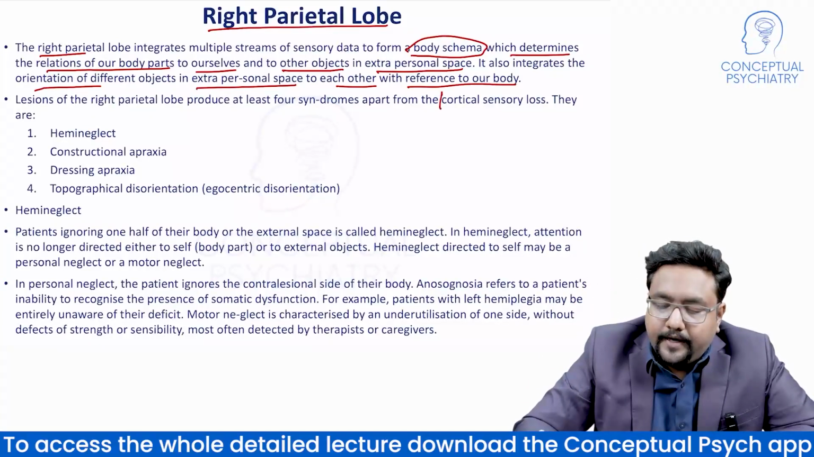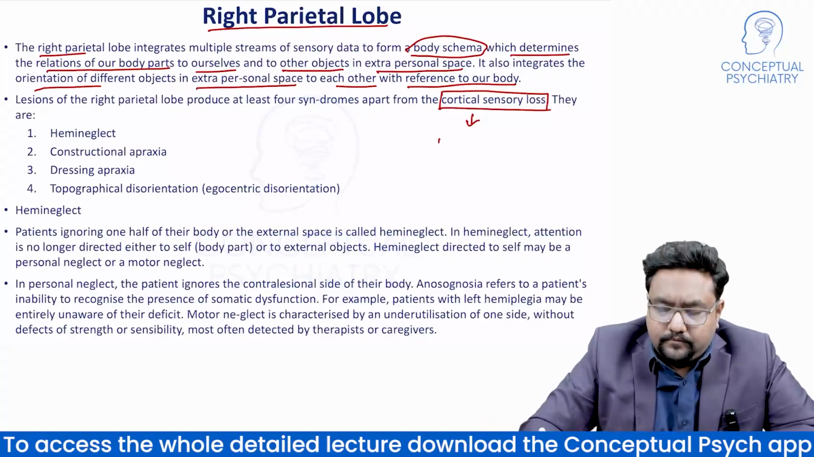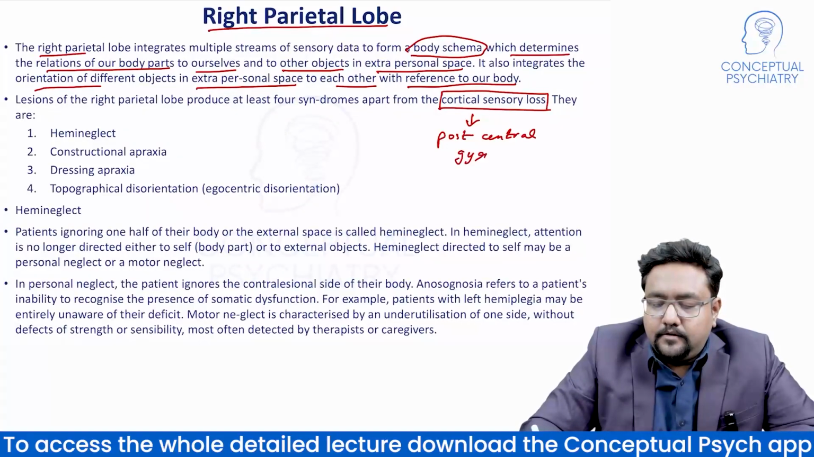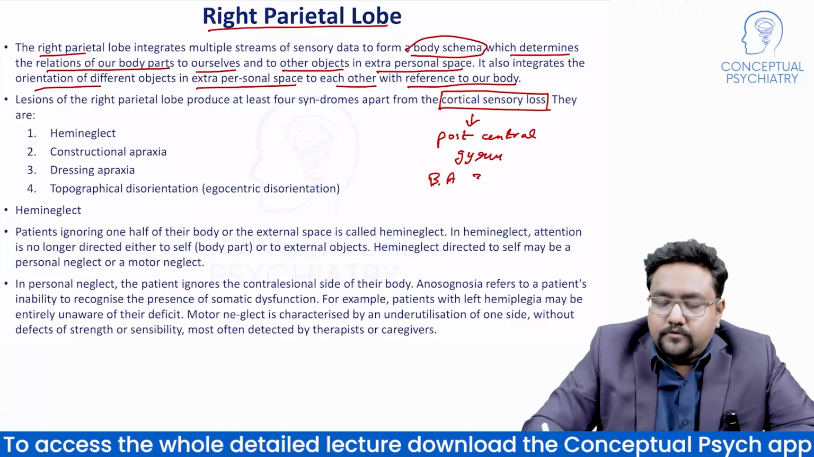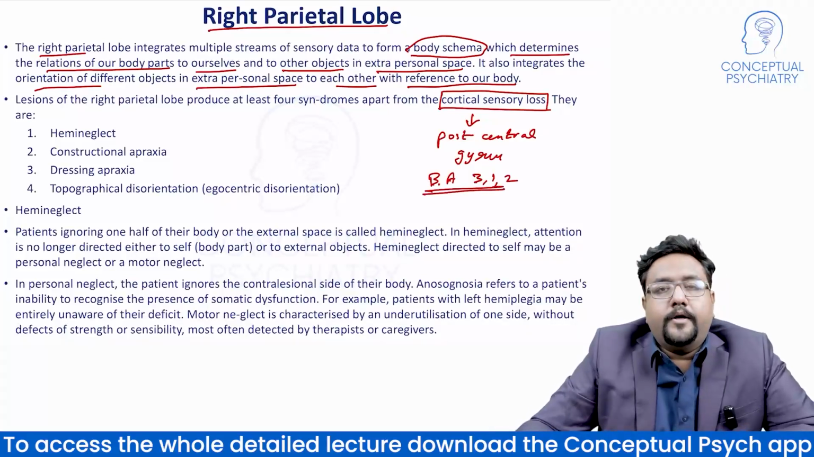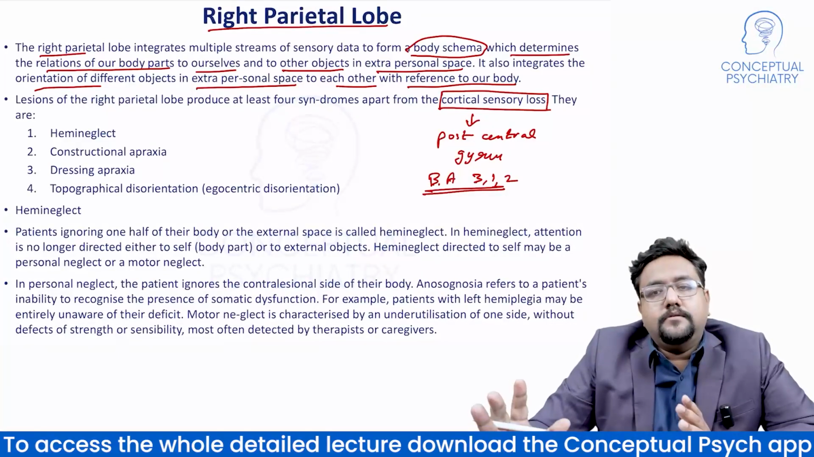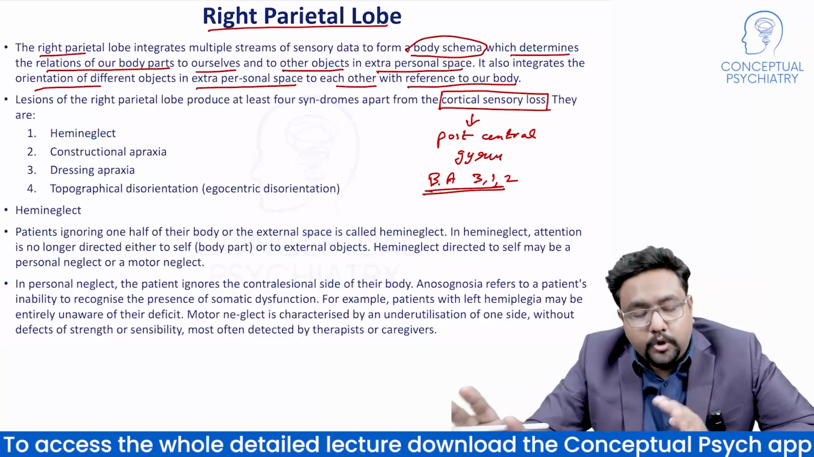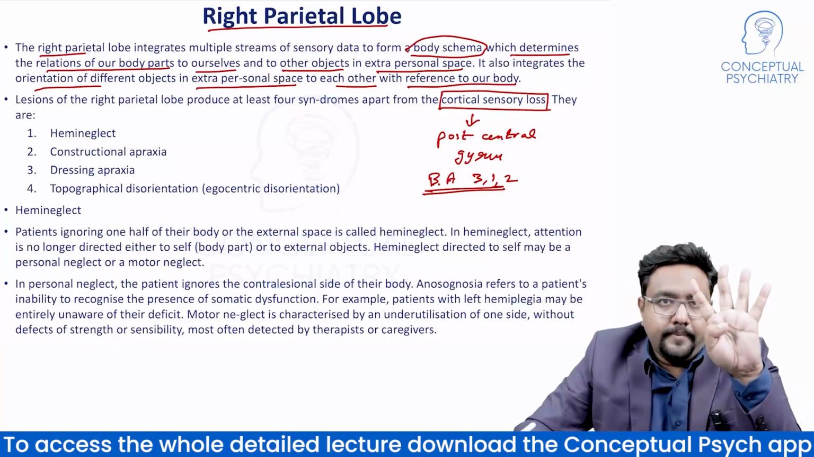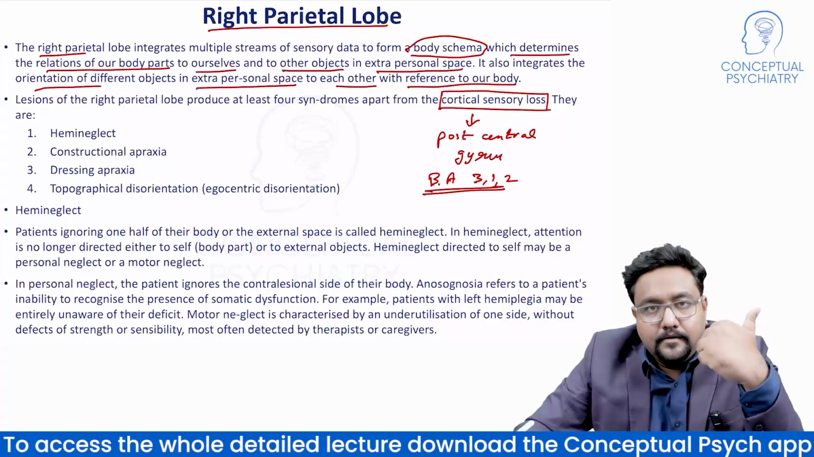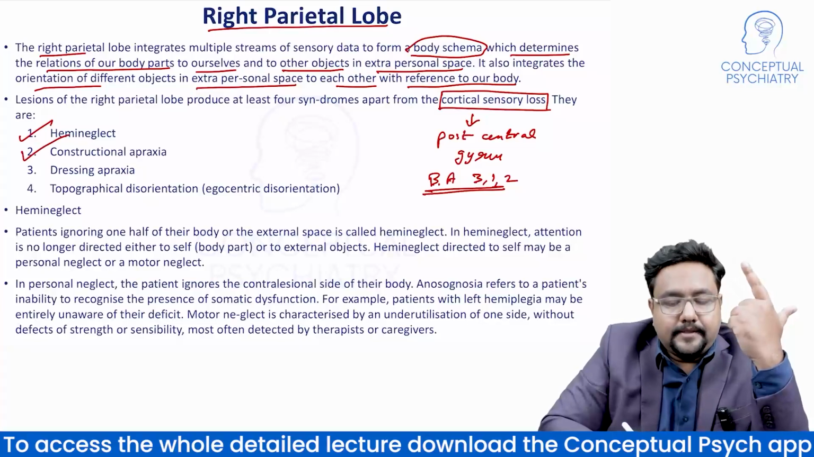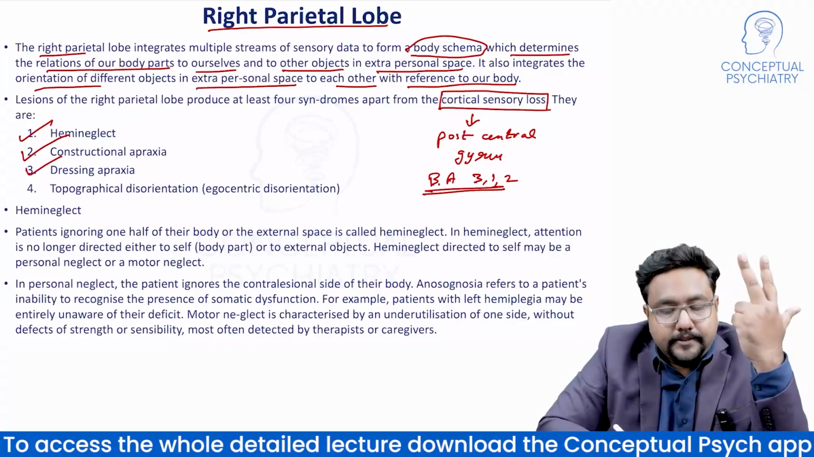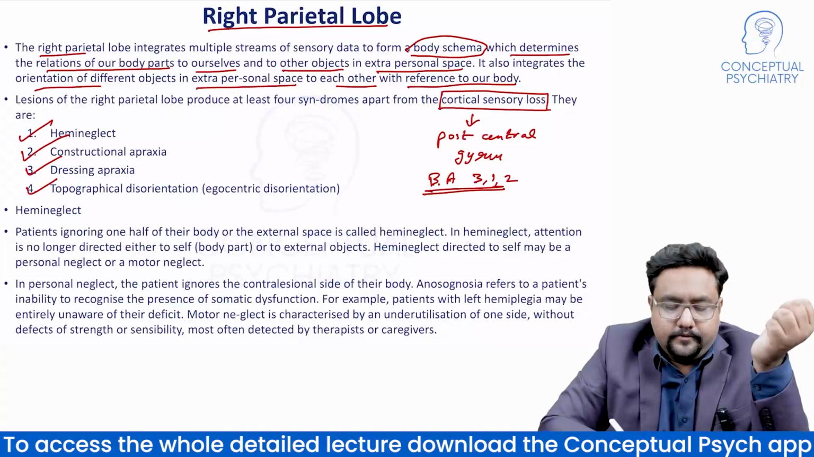Cortical sensory loss will definitely occur if the area involved is the postcentral gyrus, that is Brodmann's area 3, 1, 2, the somatosensory cortex. If that is affected, then definitely there will be some sort of sensory loss. That is a different issue altogether. But there are 4 things that might happen. One is hemi-neglect, the other is constructional apraxia, another is dressing apraxia, and topographical disorientation.